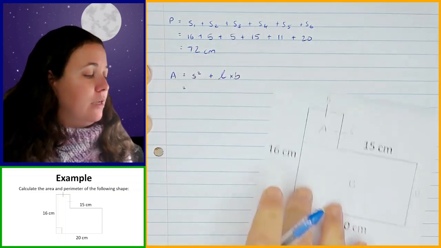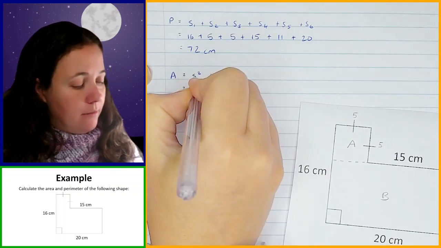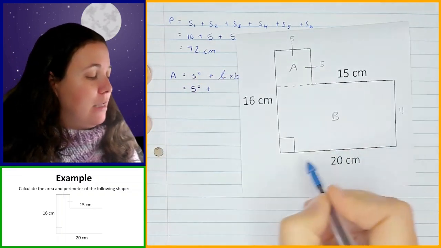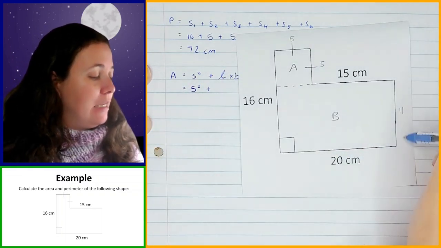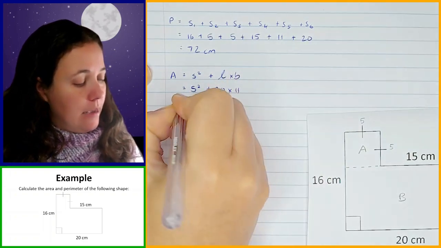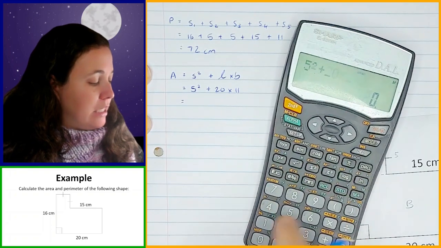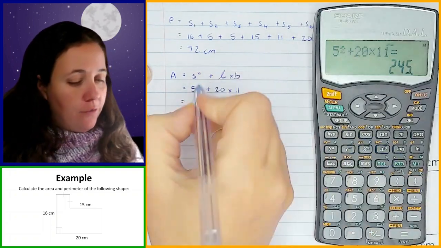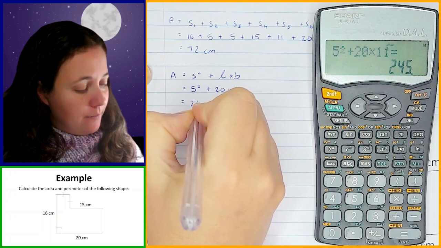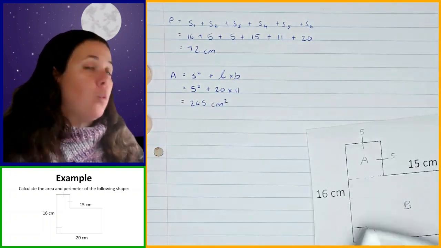Okay, so now I've got 5 times 5 or 5 squared plus, over here, 20 times 11. And that gives us 5 squared plus 20 times 11 is 245. And that's centimeters squared. So that's one option.